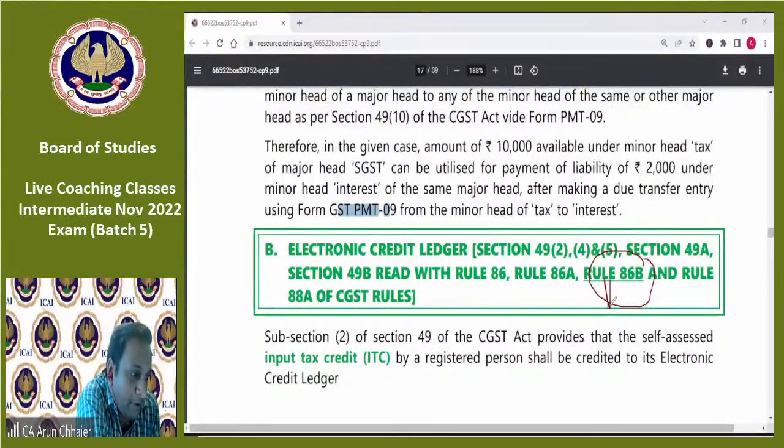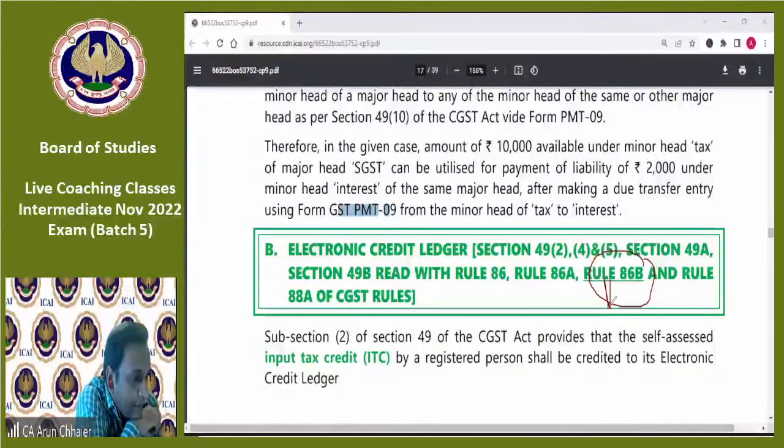Suo moto means the proper officer has some power or authority to do something. Yes, suo moto means apni ichha se, by their own. So not you have applied, not the registered person or any unregistered party has applied. You at your own motion given the registration. Why you have given the registration? Because you have the right to do so under section 25.